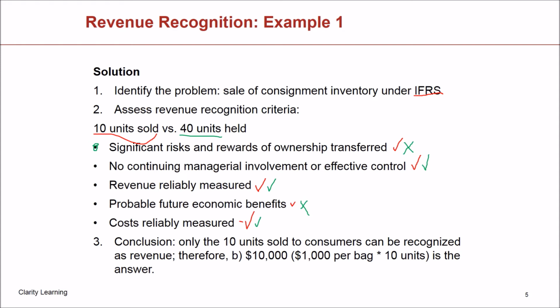As a conclusion, we see that for the 10 units sold, there are check marks for all of these criteria. Therefore, those 10 units can be recognized as revenue, so that would be $10,000 since it's $1,000 per bag.